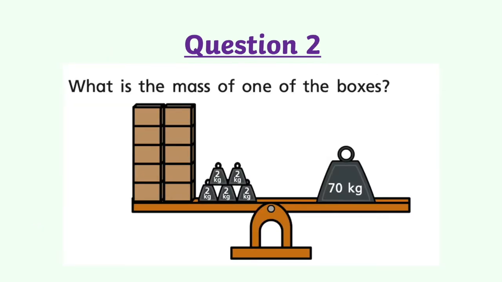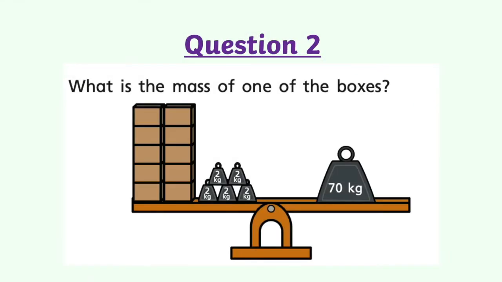What is the mass of one of the boxes? So you can see here we've got a weight, 70 kilograms. We've got some 2 kilograms over here that are balancing, and we've also got the boxes on this side. And there is 1, 2, 3, 4, 5, 6, 7, 8, 9, 10 boxes. So what is the mass? How much does one of the boxes weigh? Click pause and click play when you've had a go.